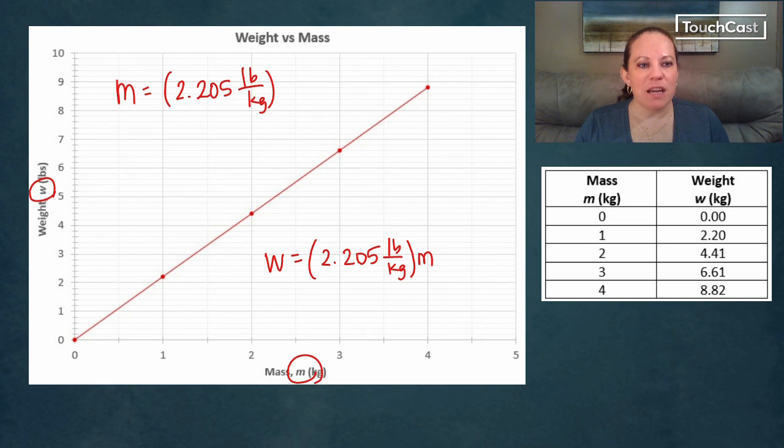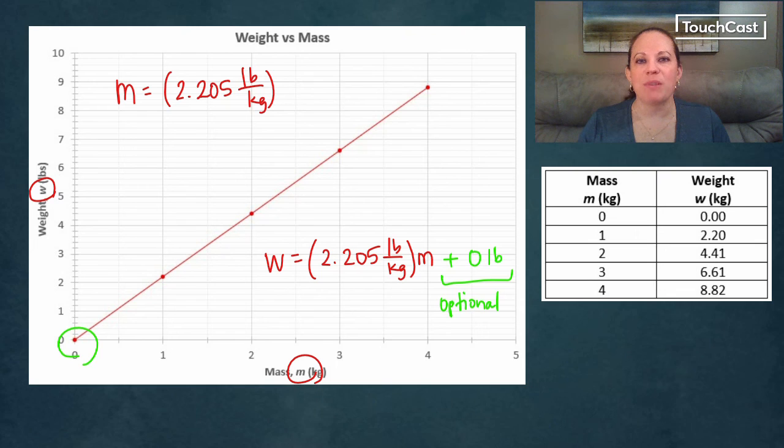And of course, since our intercept is 0, I could go ahead and write in plus 0 pounds, and I'm putting it in a different color because it's optional. So if you feel a need to be complete with your model and include an intercept of 0 with units, you can, or you can leave it off.